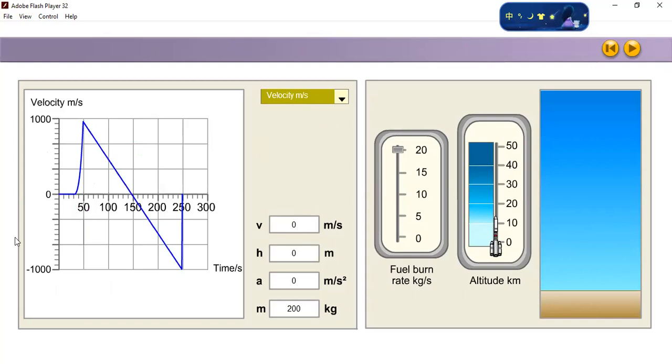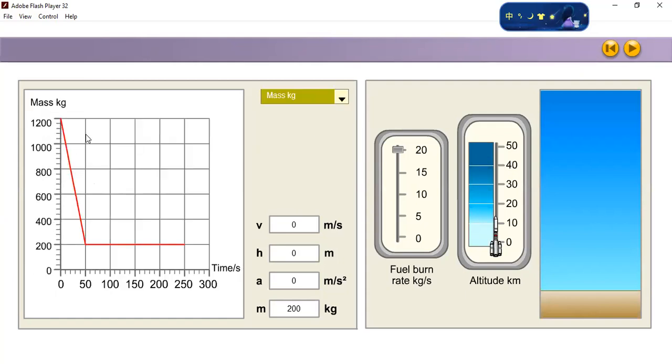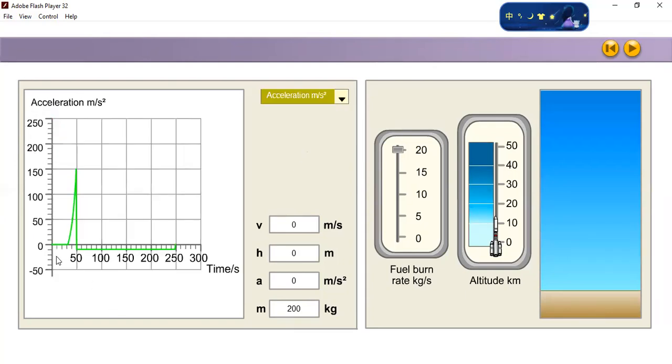How about the velocity? Still the same pattern, just the amplitude, the maximum value, is different, but the pattern of the graph is still there. And the mass: when the 20 kg of fuel burns, the weight reduces to 200 kg, for example, initially 1,200 kg together with the fuel. For the acceleration, it accelerates, and after that becomes deceleration.